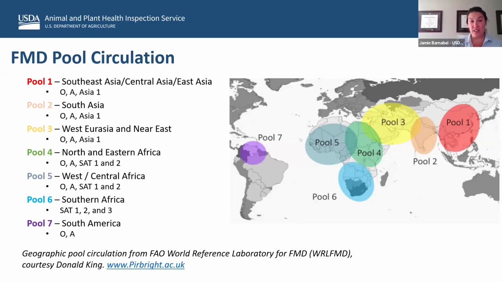Pool 6, Southern Africa, the serotype that was named after the South African territories. It makes sense that all of the SATs would be found there. You can see that they have slowly expanded north because we're seeing them in West Central and North and Eastern Africa. And then lastly, we have South America. So you can see pool 7 in purple has been tied to serotypes O and A.